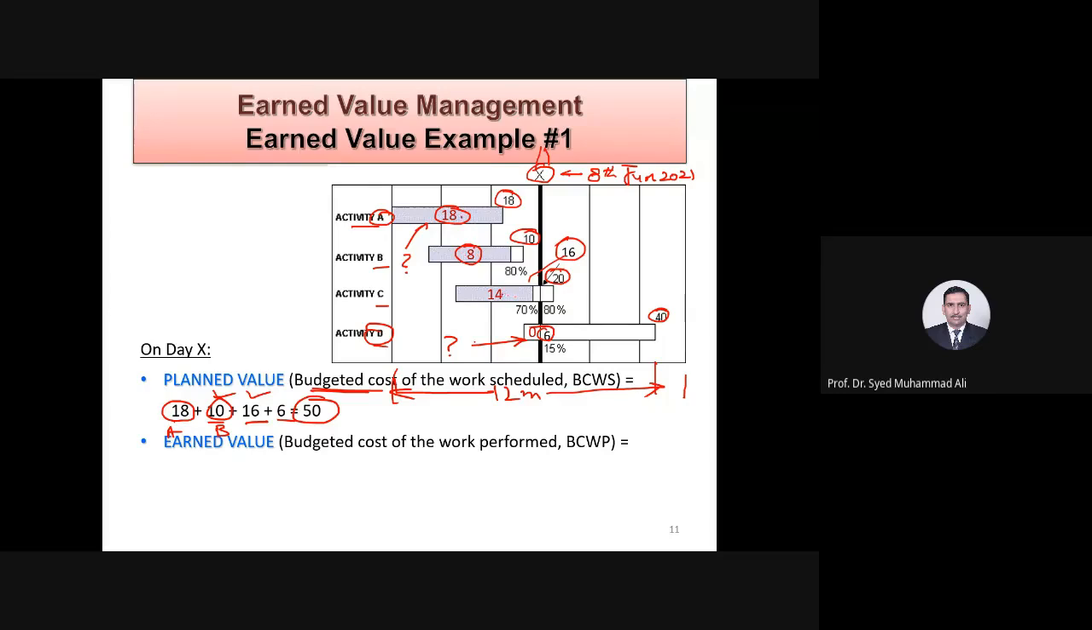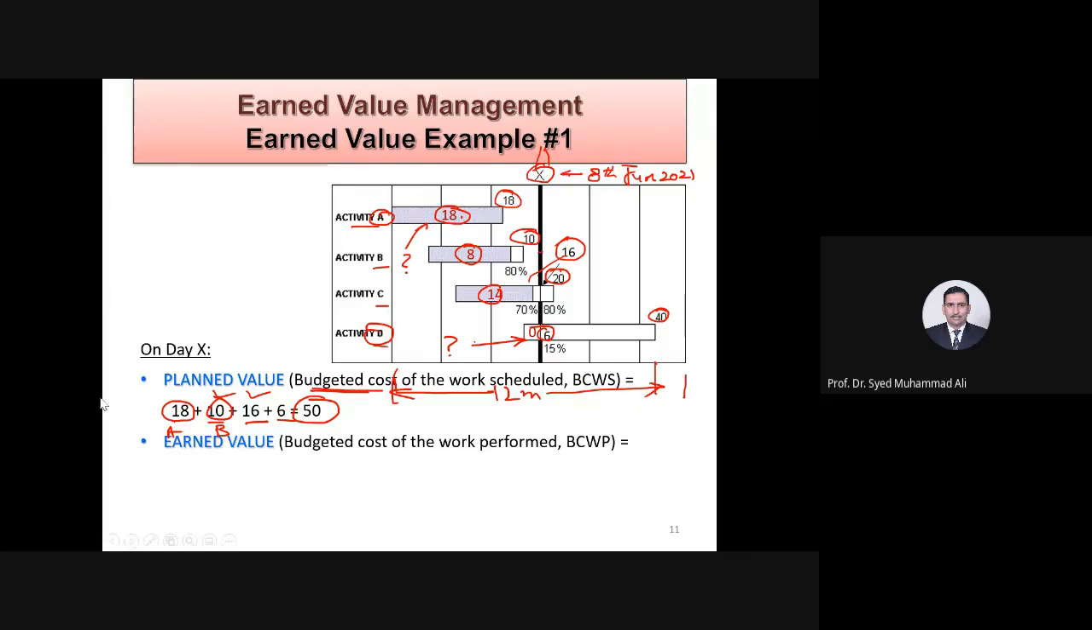And then what about C? 14. Yes, 14. And by the way, what should have been the value for B on X date? 10. Yes, and you are 8 actually. For C, it should have been 16, but you are 14. And what about D, Usama? How much should have been? 0 is the actual, whereas you were having a plan of 6, right?